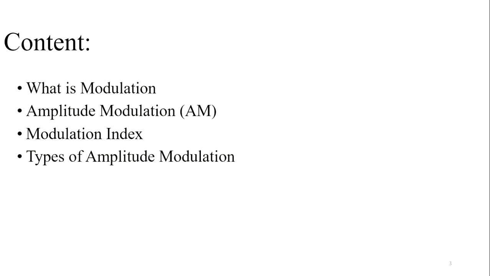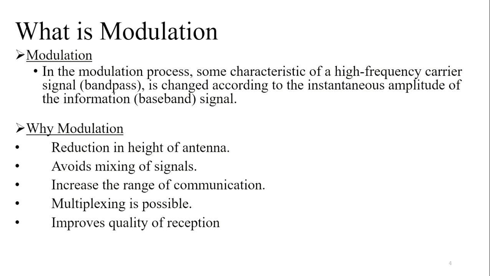First we have to discuss what modulation is. Modulation is the process in which some characteristic of a high frequency carrier signal is changed according to the instantaneous amplitude of the information signal. The high frequency carrier signal is a bandpass signal, and the information is a baseband signal. Depending on whether amplitude, frequency or phase is varied, there are three types of modulation. Instantaneous amplitude is amplitude modulation. Instantaneous frequency is frequency modulation. Instantaneous phase of the information is phase modulation. These are the three basic modulation techniques: amplitude, frequency and phase modulation.